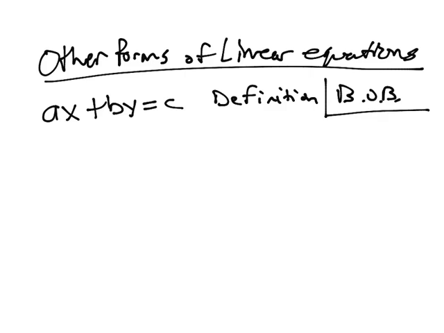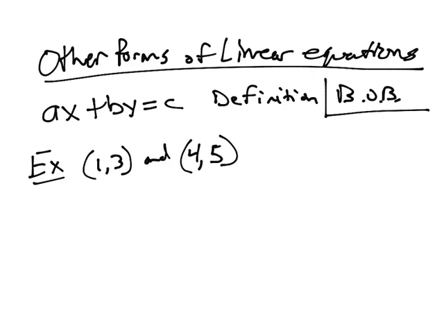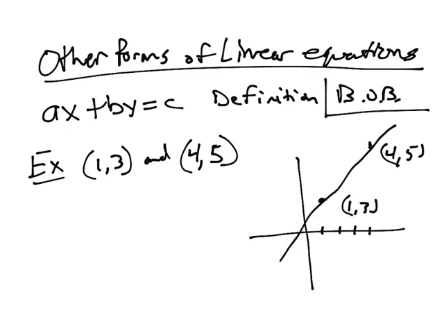Now, let's just make up a problem and try to motivate a need for other ways to write this and how we can get there. Let's say that we have a line that passes through (1, 3) and (4, 5). Okay, well, we can sketch those points easily enough, (1, 3) and (4, 5), and we can connect the dots.